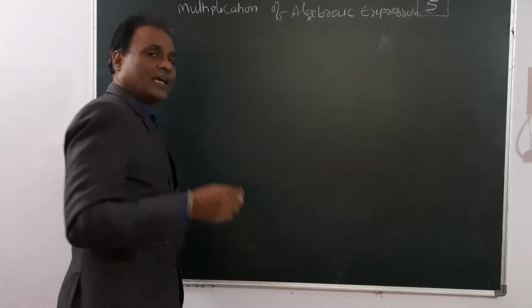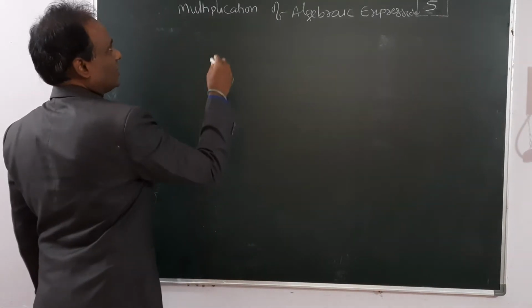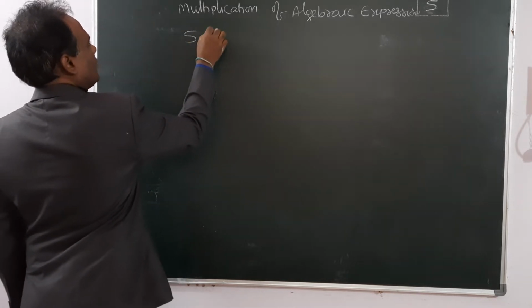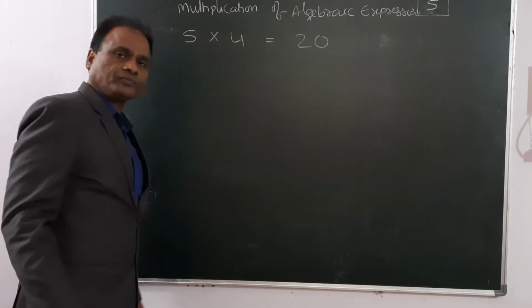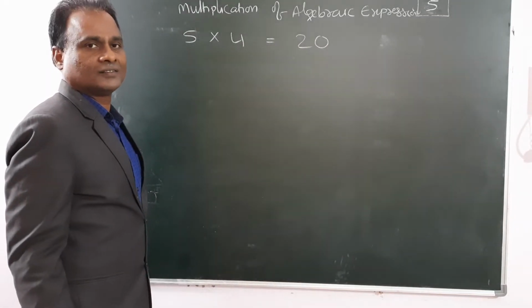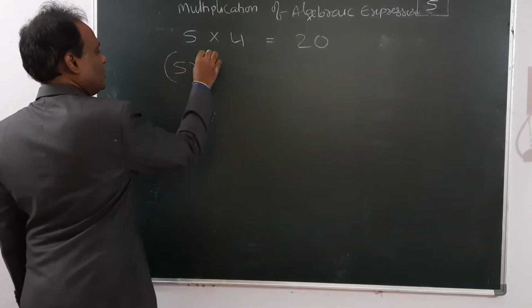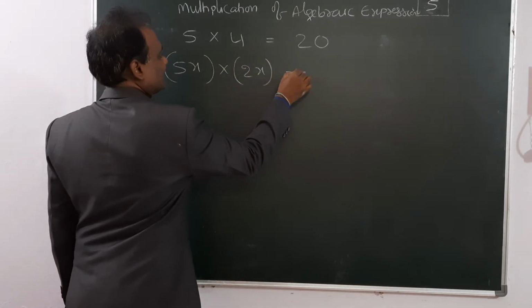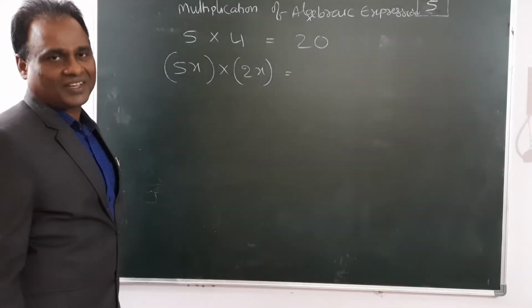So how to multiply the algebraic expressions? This is our fifth class, lecture number 5. Multiplication, you know, 5 into 4. 5 into 4 how much? 20. Now 5x into 2x. How to multiply?